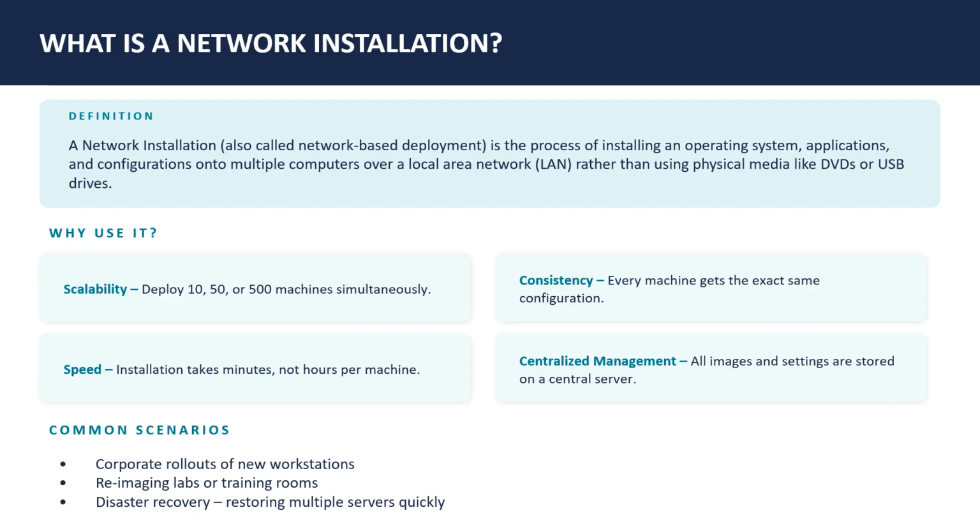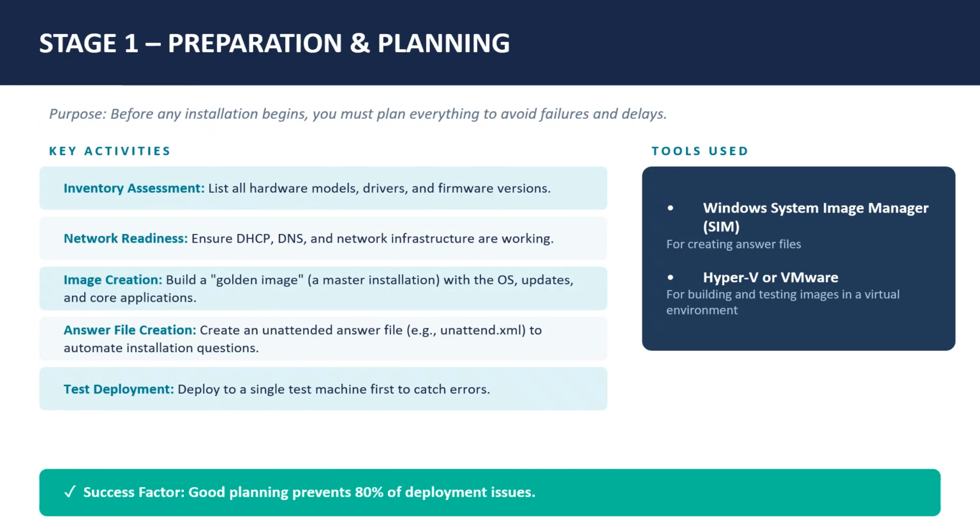Now let us move to the first stage, preparation and planning. This is arguably the most important stage because good planning prevents about 80% of deployment issues. Before any installation begins, you need to do several things. First, perform an inventory assessment, list all the hardware models you will be deploying to, and identify the drivers and firmware versions they require. Second, check network readiness.